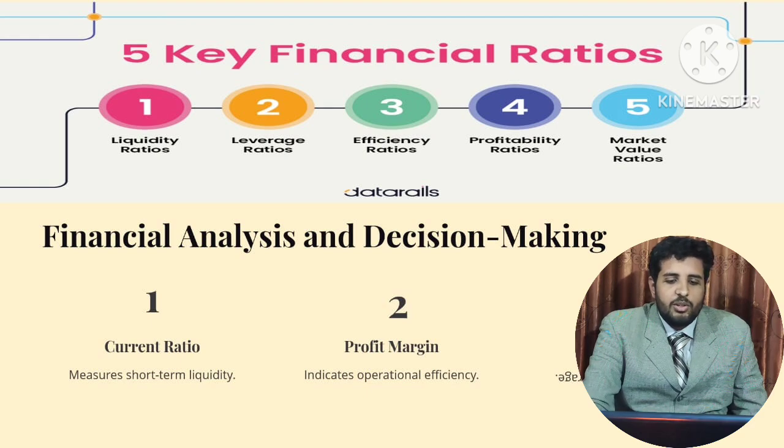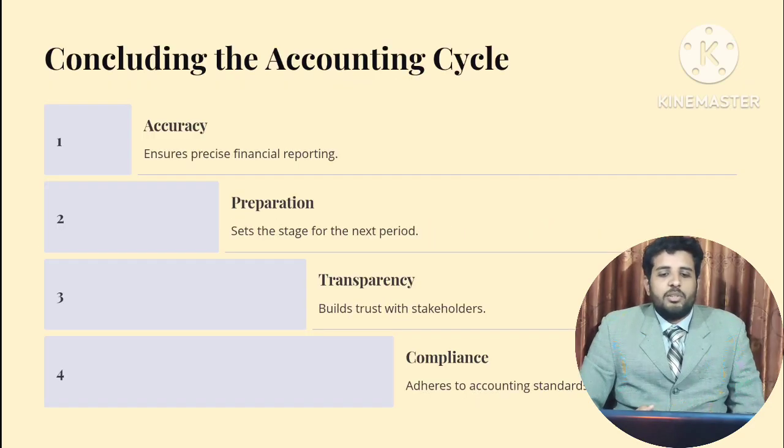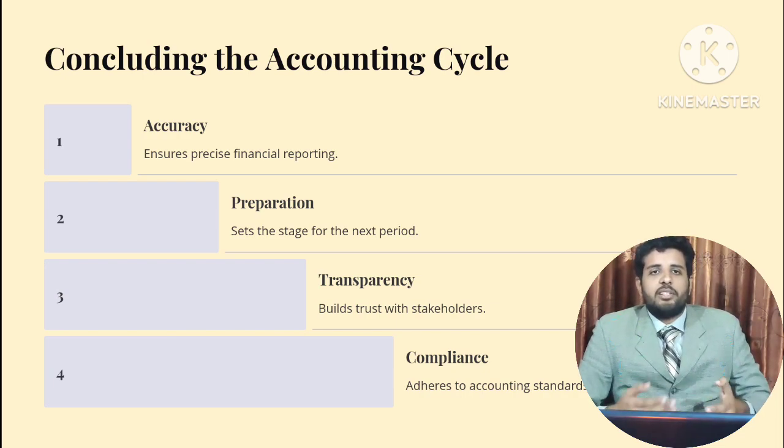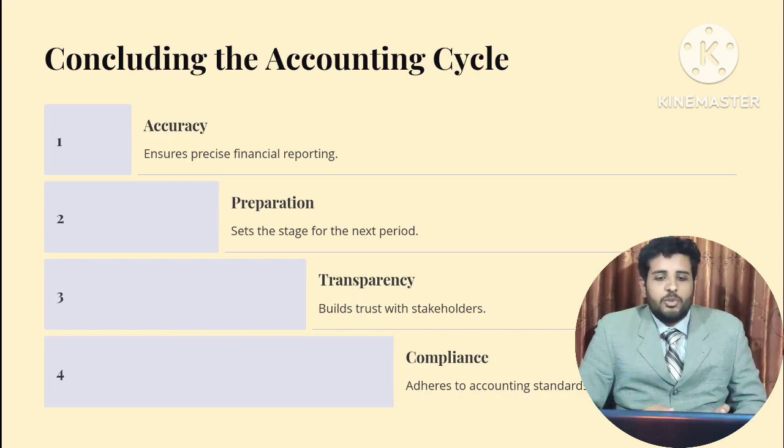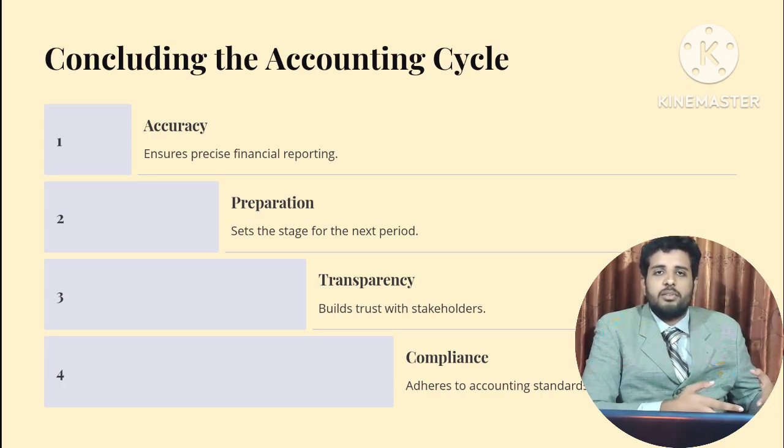So let's move on to our next slide. We will be talking about concluding the accounting cycle. We will conclude it. First of all, what does it provide for our business? It provides accuracy. It ensures that the financial reporting is accurate and does not rely on any guesses. It does not rely on assumptions to look into an organization's financial position.